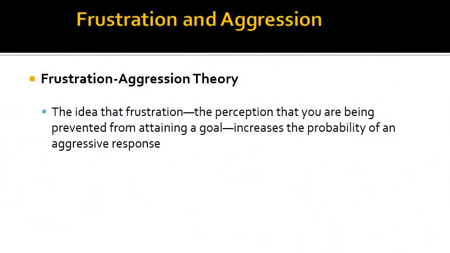When we consider social situations, we first have to look at the role of frustration and aggression. So the frustration aggression theory is really based on the idea about the perception that you're being prevented from reaching a goal. That's how one becomes frustrated. And when you are prevented from reaching a goal, this increases the probability of an aggressive response.